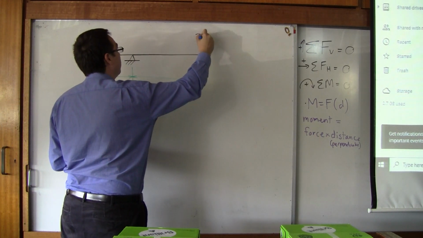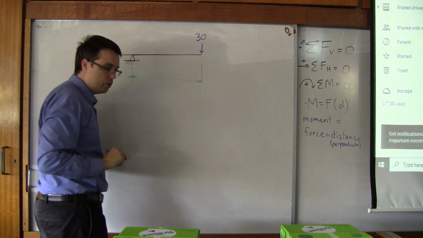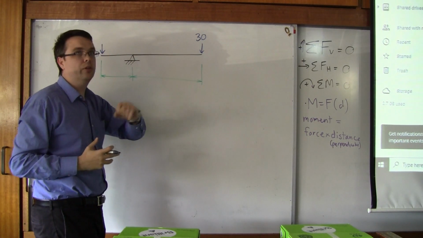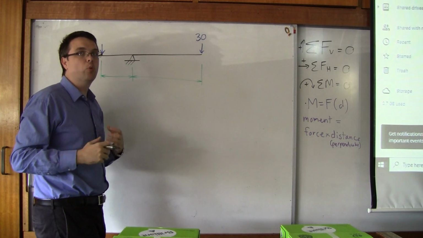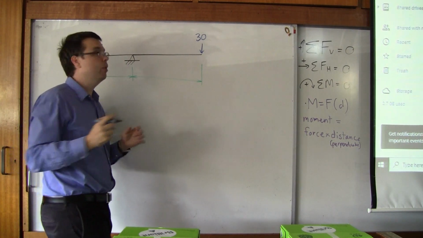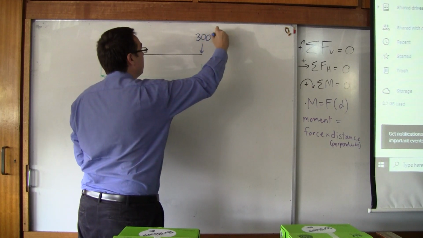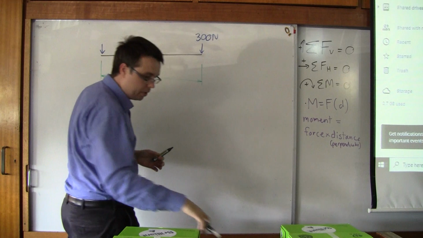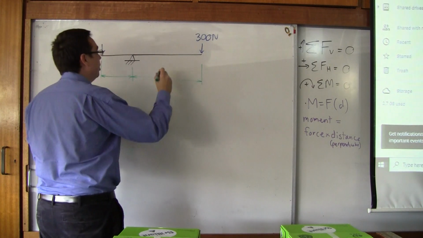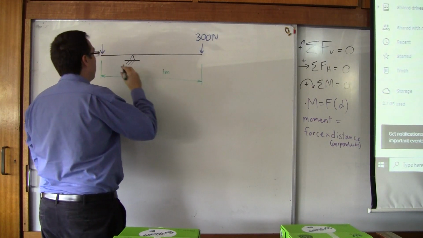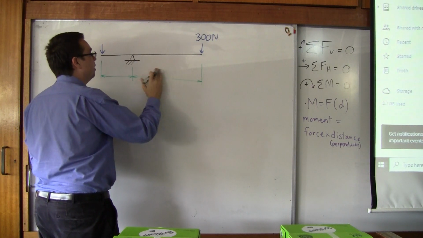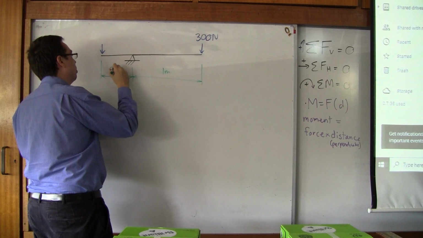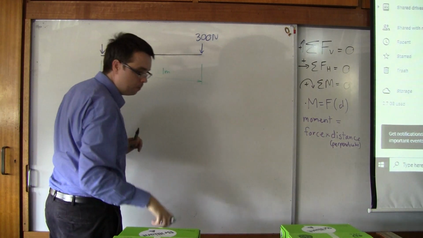and if I have a kid who's sitting on here, a little kid who's 30 kilograms, what would the force be down? 300 newtons. 300 newtons, exactly right. Now, the distance of this seesaw, just to make life easy, we're going to say it's 1 meter. And this one here, I'm going to use meters, it's 0.5 meters.